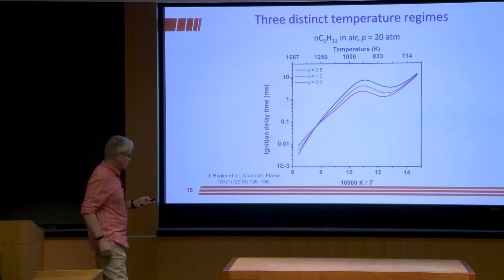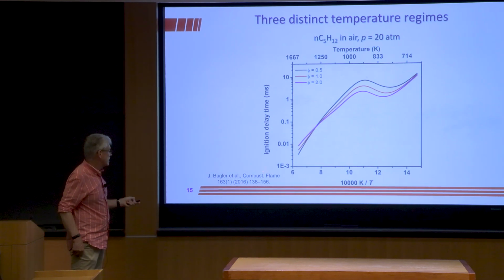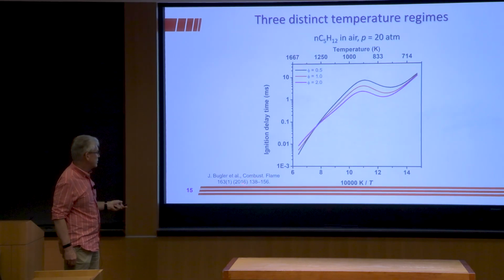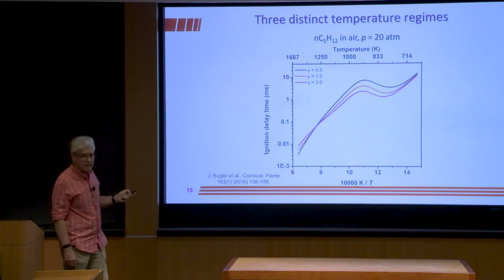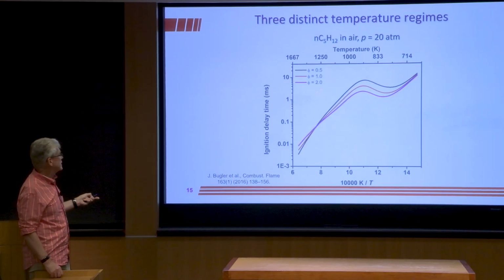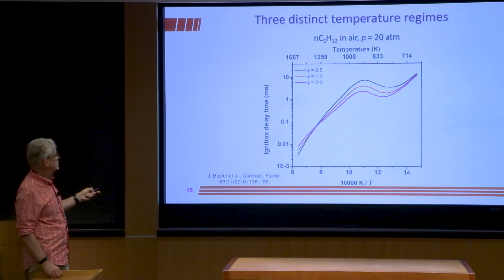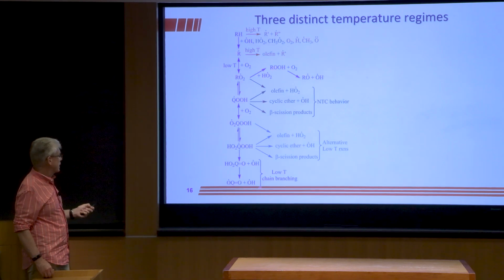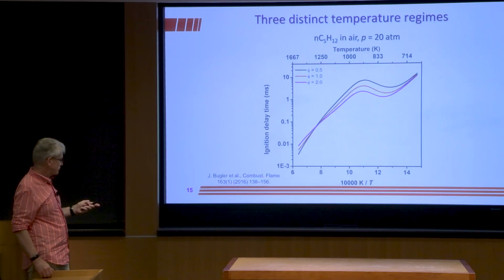This is just a simulation based on a mechanism that John Bugler, I spoke about him before, published in 2016 on the pentane isomers. And this is on n-pentane. It's just predicting the ignition delay time as a function of inverse temperature at equivalence ratios of 0.5, 1, and 2, at 20 atmospheres. Okay, let me go back.